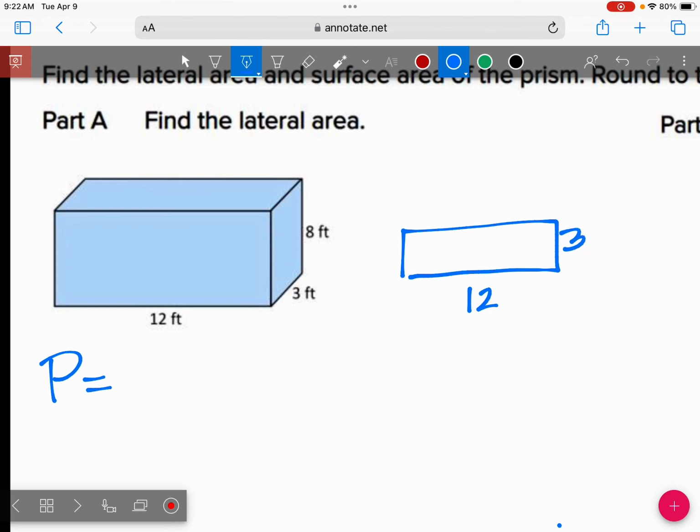Does anybody remember how to find perimeter? How do you find perimeter? Add up all the sides. So that means that this side would also be 12, and this side would also be 3. So to find the perimeter, you're going to add 12 plus 12 plus 3 plus 3. So go ahead, pick up your calculator, add that together to get the perimeter of the base.